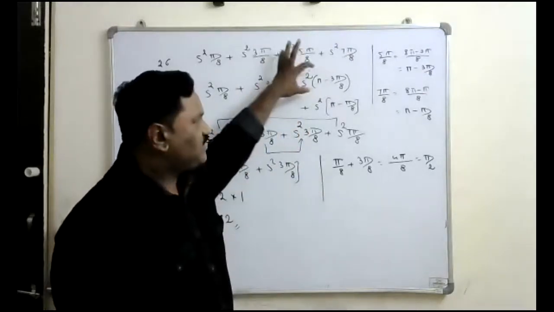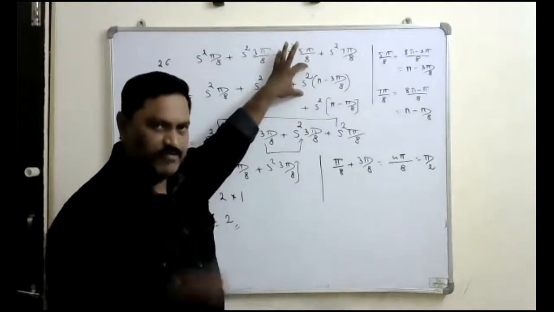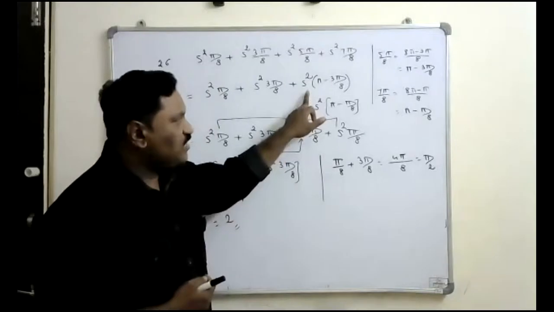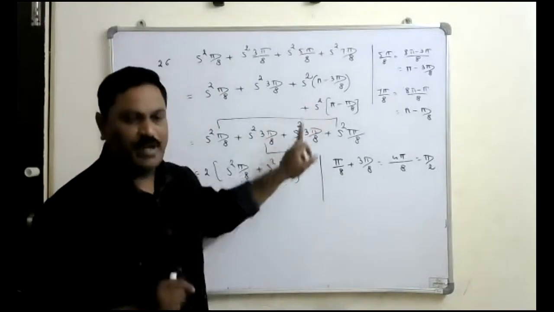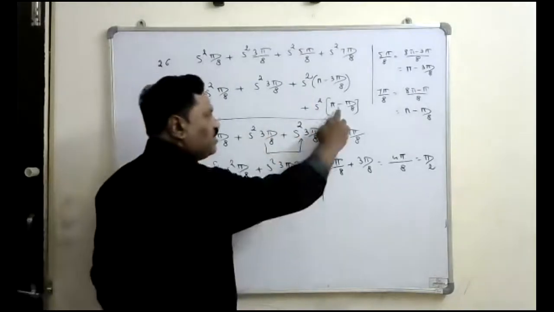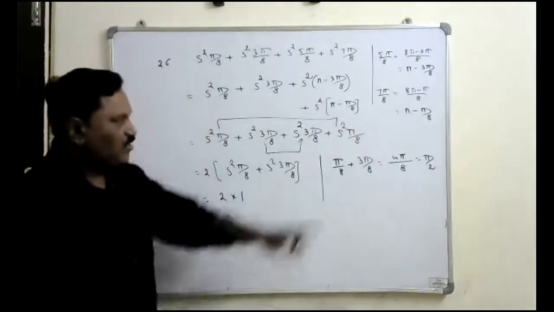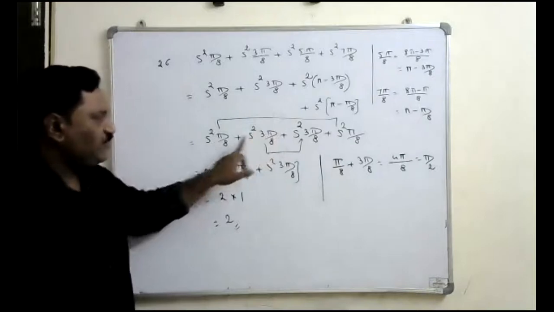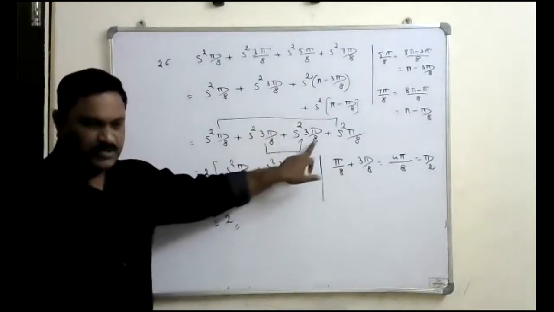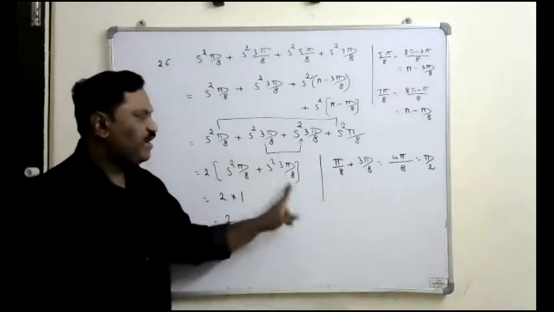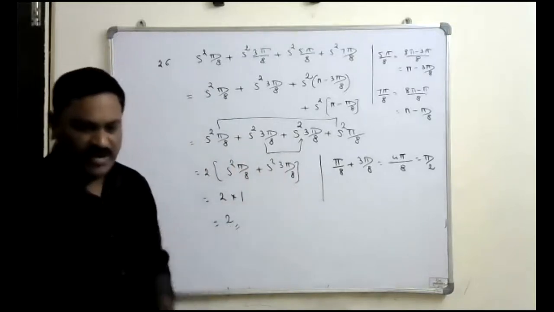This will get the same positive sign. Of course, even if you get the negative, the square is there, so it becomes positive. So this is also equivalent to sine square 3 pi by 8. And this is also equivalent to sine square pi by 8. Now this term is the same, this is also the same. That's why each term is available 2 times. That's why we can write 2 times sine square pi by 8 plus sine square 3 pi by 8.